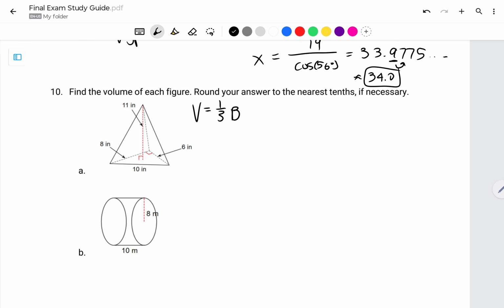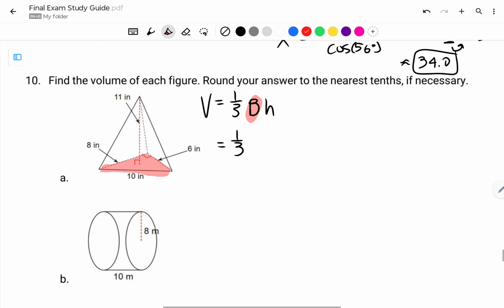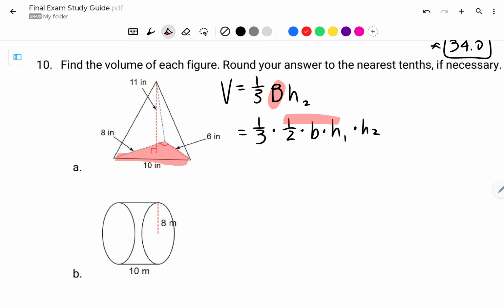1/3 capital BH. The only thing we need to remember is what is my area of the base? Now I'm asking myself, what's my base shape here? It's this right triangle. And the area of a triangle, I should know by now, is 1/2 times base times height. This is where it gets a little bit confusing because now we have 2 heights. This height is the height of the triangle. This one is the height of the pyramid.